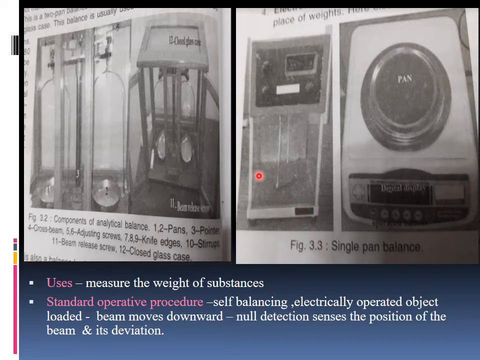First of all we try to nullify. Suppose the object we are adding is powder or whatever on a paper; that paper we will place and then we'll nullify it, and thereafter we'll keep on adding the substance. So this is the standard operative procedure you should know for a single pan balance, because this is what we use day to day. Now the use is to measure the weight of a substance.